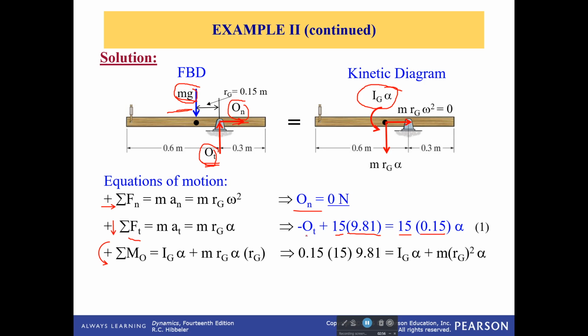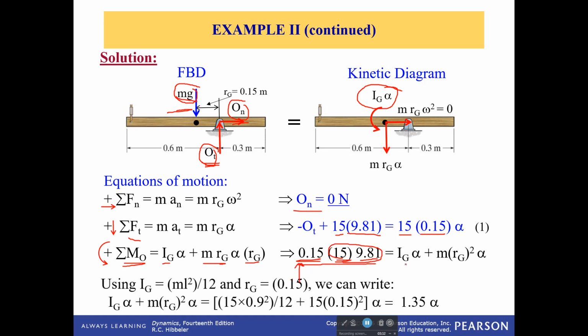Then I have one more equation, but that's 2 unknowns, and I only have 1 equation so far. So I do one more equation. I sum the moments around that point O, that's important, and it's going to be equal to my mass moment of inertia times the angular acceleration. So I plug all of that in, and I get a moment caused by the weight. So here's the mass, here's the gravity, and here's my distance. This is the force, that's the distance. That's going to be equal to my mass moment of inertia times the angular acceleration.